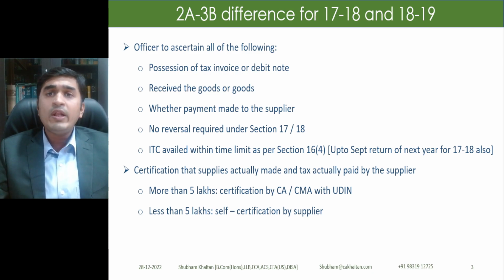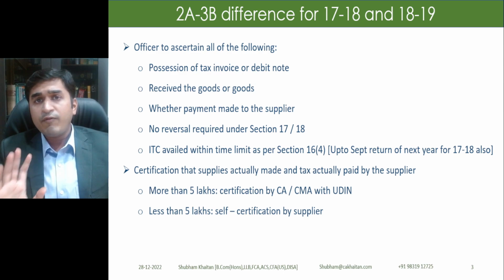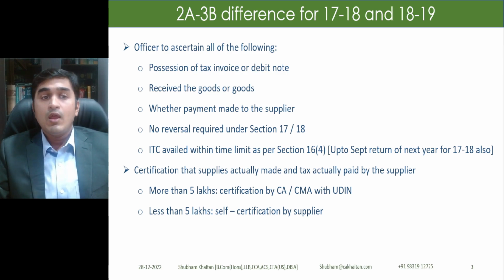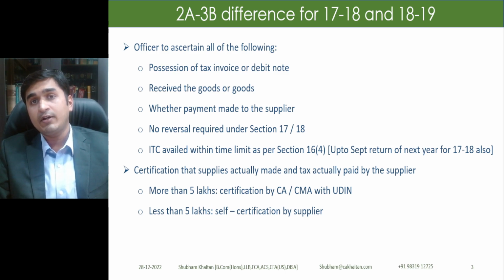So in any case, only and only if I have availed ITC in my return up to September 18 for 17-18, or September 19 for 18-19, which is the due date of these two returns, which is 20th October 18 and 20th October 19 respectively, only then would the ITC be considered allowable by the officer. Not only this, the most important condition is section 16(2)(c), that tax should have been paid to the government. Now there is no way for the departmental officer of the recipient to know whether the tax has been paid by the supplier to the government or not, unless there is a significant amount of digging involved.